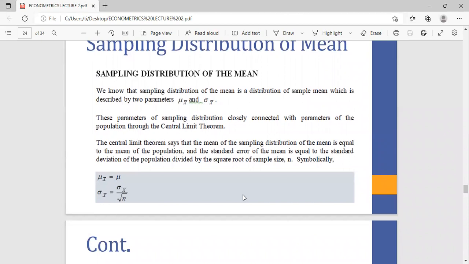Now, the central limit theorem says that the mean of the sampling distribution of the mean is equal to the mean of the population, and the standard error of the mean is equal to the standard deviation of the population divided by the square root of the sample size n. Symbolically, the mean of the sample means is equal to the population mean, and the standard deviation of the sample mean is given by this expression. This is called the standard error.